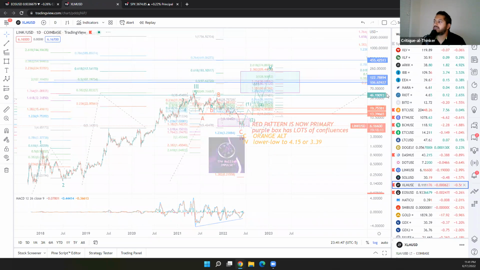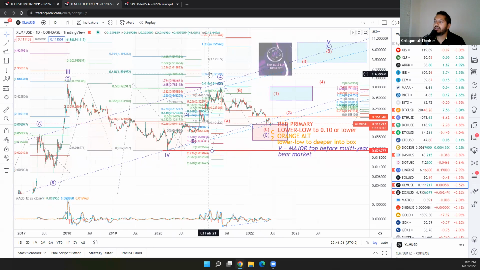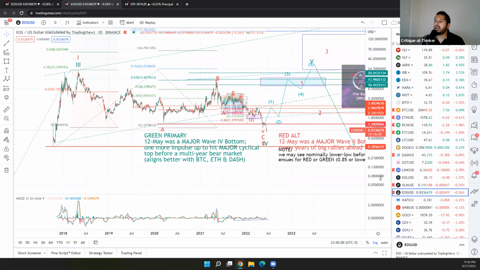Stellar Lumens, this is one I've updated not too long ago. Same kind of thing, A, B, with a final C wave to come. Similar pattern that I'm seeing in Bitcoin Cash and Ethereum. They're all following very similar shapes with corrective looking rallies.